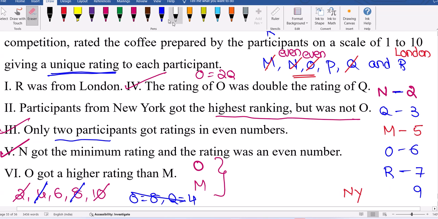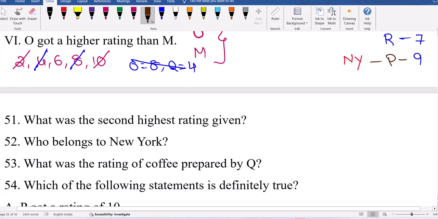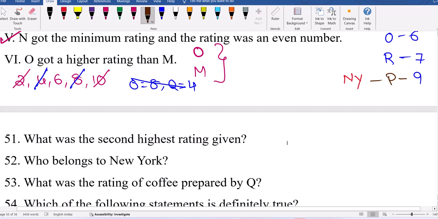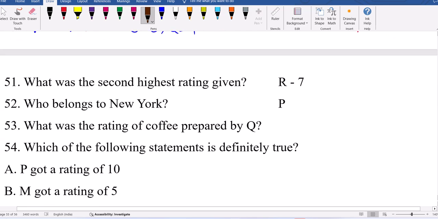P is from New York. R is not the highest because R is from London. Now the questions: who was the second highest rating? R got the second highest rating, which is 7. Who belongs to New York? P belongs to New York. What was the rating for Q? Q's rating is 3.